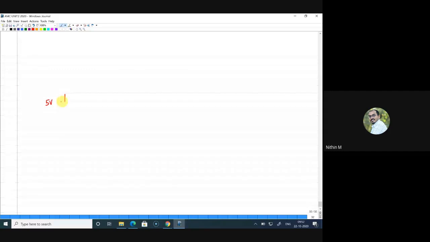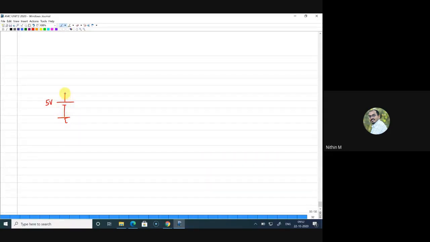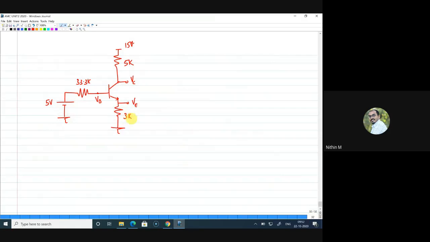5 volts is the voltage here, and the resistance here is 33.3k. Then we have the BJT here connected to one resistance here, connected to another resistance here on the top, where these potentials we need to find. This is connected to 15 volt, and this is the 5k resistance, and this is 3k.